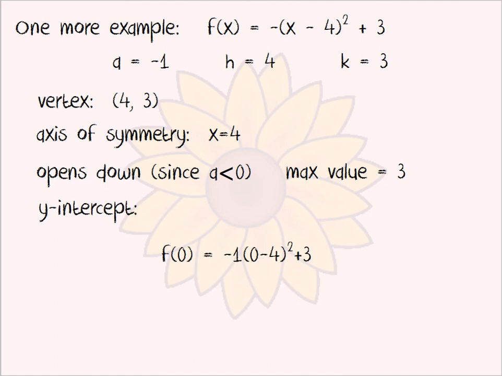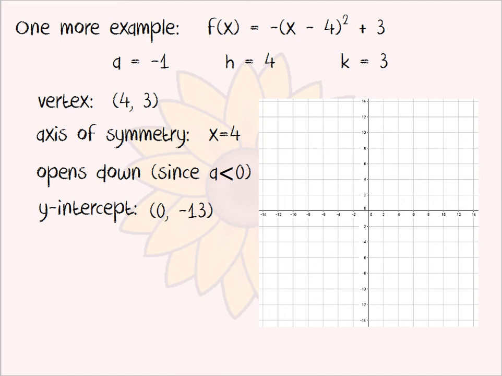To find my y-intercept, I'm going to plug 0 in for x, or substitute 0 in for x. I'm going to do what's in the parentheses first. 0 minus 4 is -4. When I square it, I get a positive 16. 16 times -1 is -16. And when I add the 3 at the end, I get -13. So my y-intercept is at 0, -13.